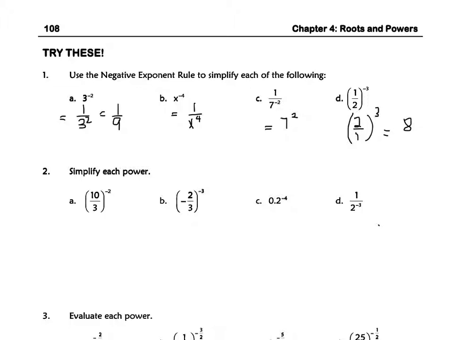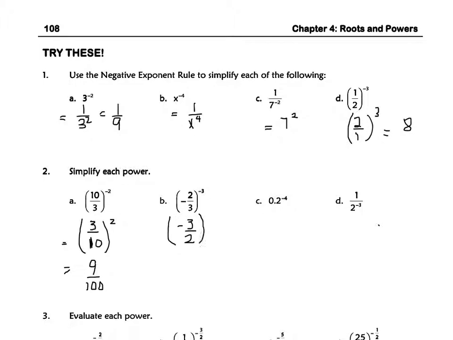This one here, number 2a, we get a fraction again to a negative exponent, so that would mean 3 over 10 to the positive 2. I like to say negative in the exponent means reciprocal of the base to the positive exponent, to help you remember that rule. So that would be 9 over 100. And this one would be flip your base.